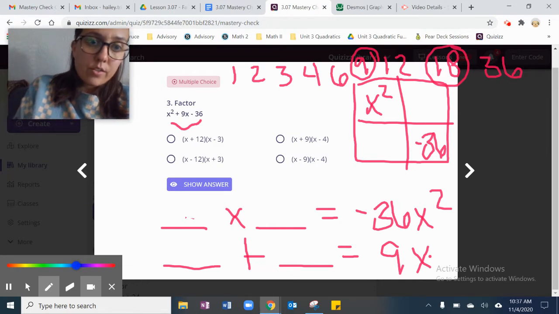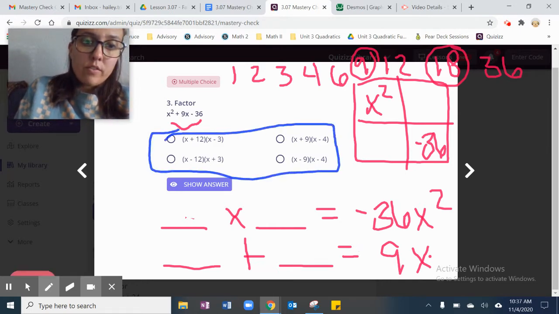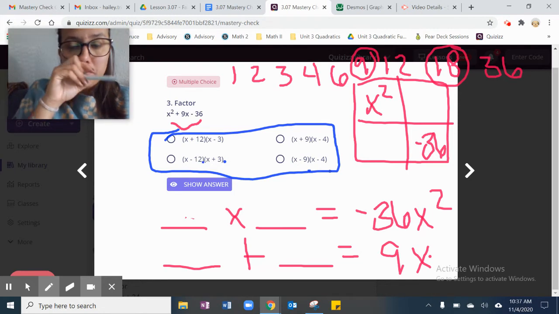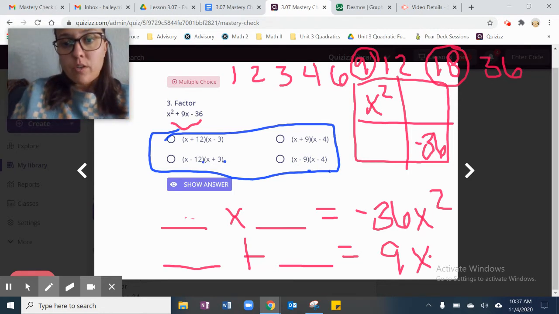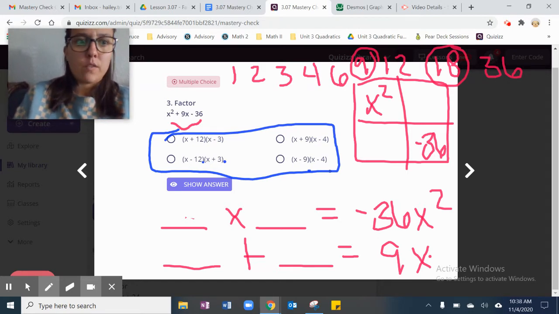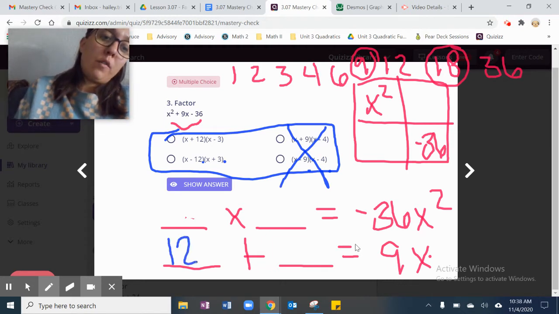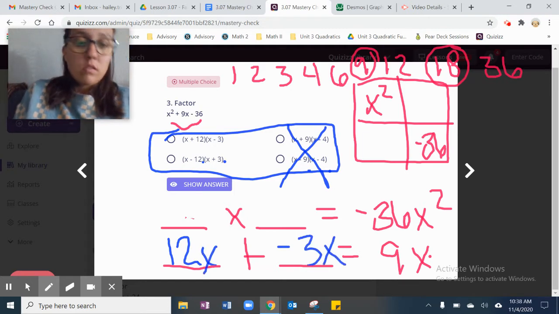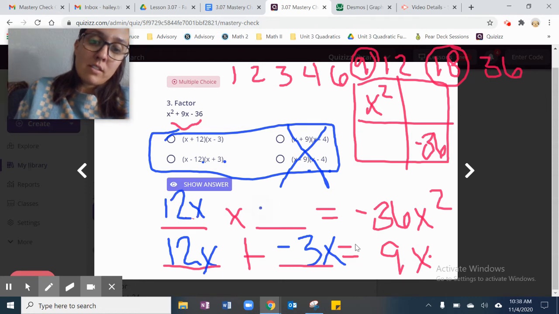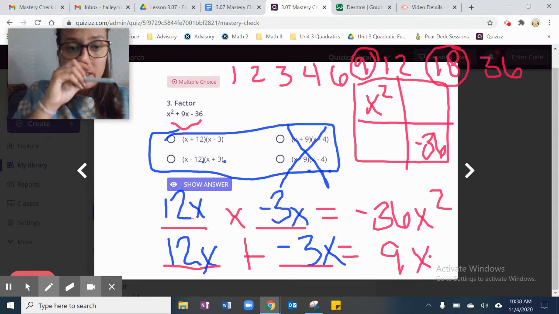Well, let's look at the answers, right? We either have 12 and 3 or 9 and 4. So I know 9 and 4 are not going to add or subtract to 9, right? 9 plus 4 is 13 and 9 minus 4 is 5. So I already know those can't be the answer, but 12 and 3 are the other two. If I had a positive 12 and a negative 3, 12 minus 3 is 9. So that definitely works.